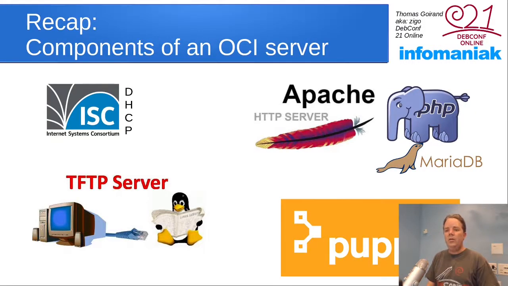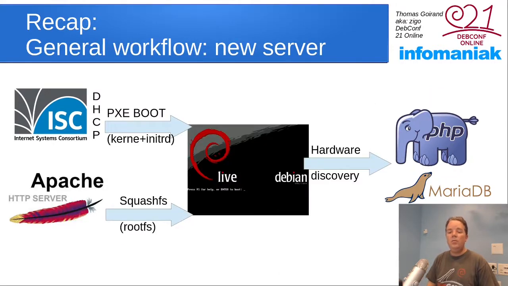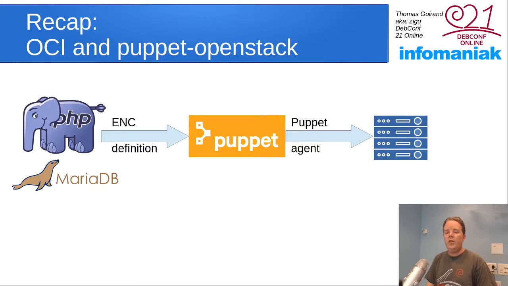If you didn't see the previous presentation in Taiwan or in Brazil, I'm going to quickly let you know what OCI is. So OCI is a bunch of scripts, like 50% PHP, 25% shell script, and 25% Puppet. Your new servers will boot on a Debian Live system that has been built using Live Build. Once booted, the Live distribution will do hardware discovery and report it to the central PXE server. Once the hardware has been reported to the central API, it's possible to install the systems directly from the Live distribution. Then the server reboots on a freshly installed system, and the server has been set up so that Puppet is ready to be used and configure the servers depending on its role.